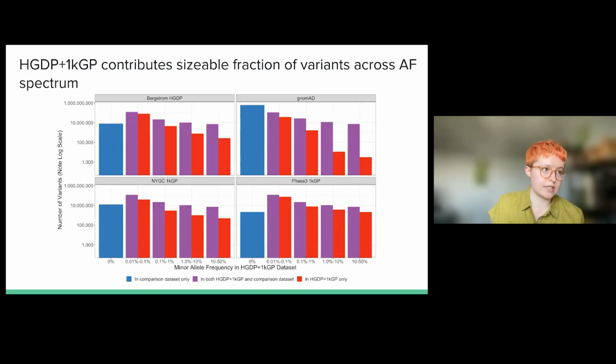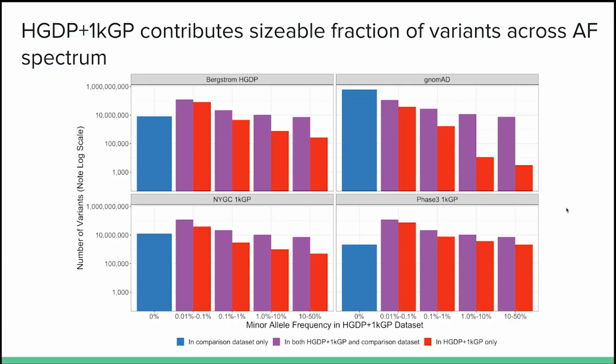And so for all of those data sets, this is a plot here that resulted from comparing each of the 4 data sets with our HGDP plus 1000 genomes data set. And so you'll note here on the x-axis, this is listed as the minor allele frequency in the HGDP 1000 genomes dataset. And so when you see 0% here, this is noting variants in the comparison data set only. And the comparison data set in each case is referring to the data set listed at the top, comparing it to HGDP 1000 genomes.